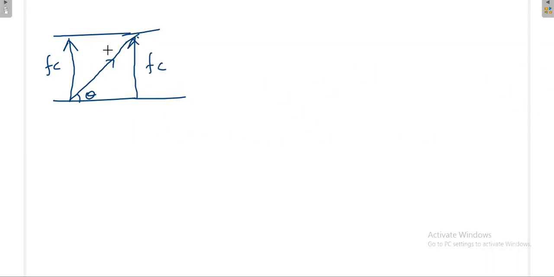Suppose this is fc, and this is theta. One thing is very clear: this is also fc only, and this indicates f at some frequency. Now what is sine theta? From this, sine theta is equal to fc divided by f.